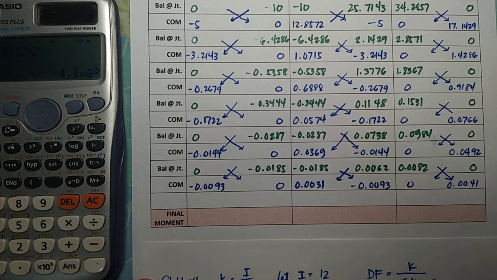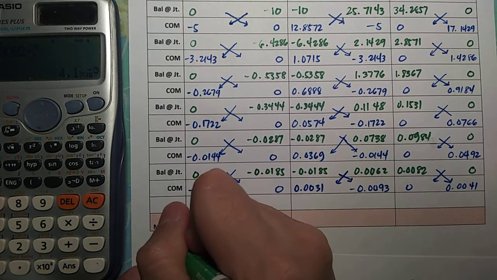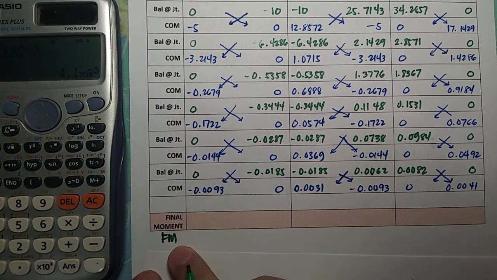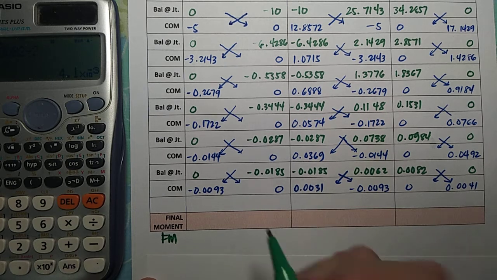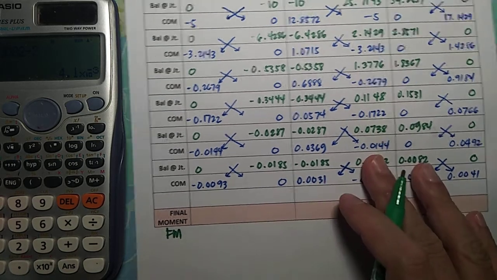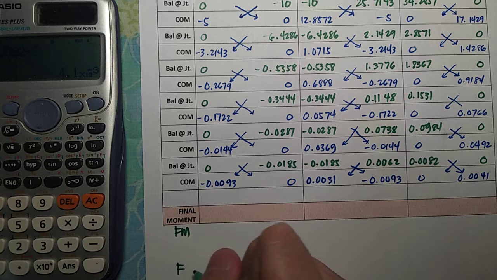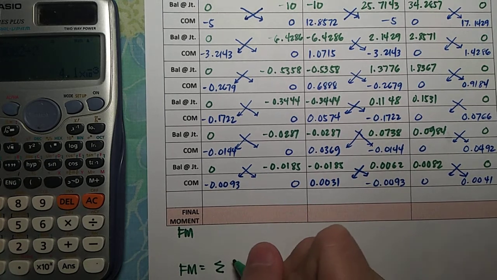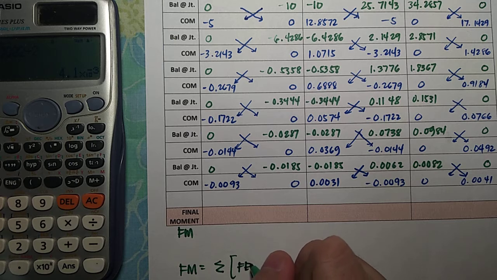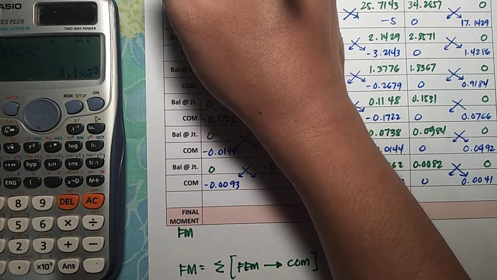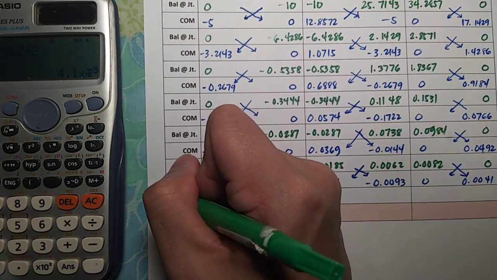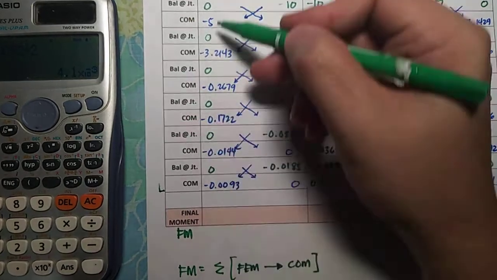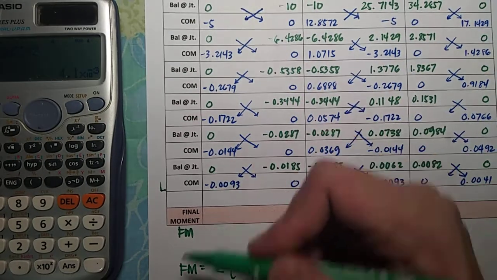The final moment, let's say FM. These are the final moments. The final moment would be the summation of all the moments from the FEM up to the last COM, from here up to here. We sum all of those, and that is the final moment.